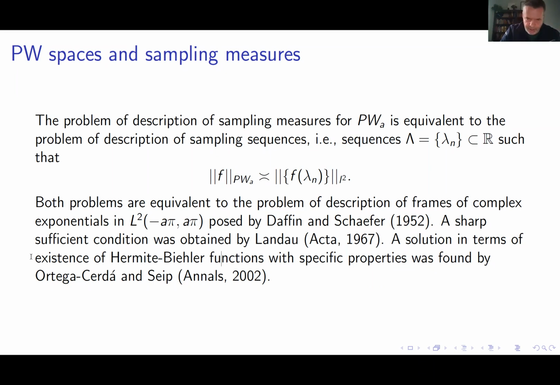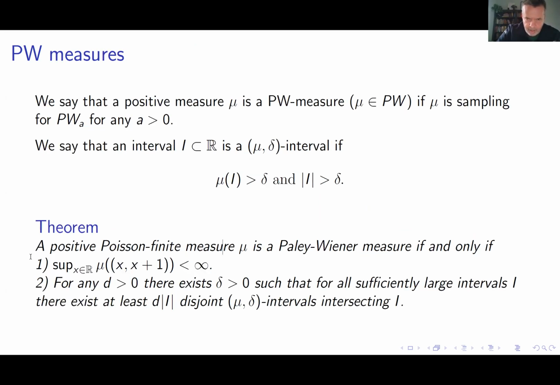So what I wanted to say here is that description of sampling measures for Paley-Wiener spaces is a difficult problem, but the problem becomes much simpler if you want to describe measures such that the measure is sampling for every Paley-Wiener space. So to describe measures which are sampling for a fixed Paley-Wiener space is difficult, but describing measures which are sampling for all Paley-Wiener spaces is much simpler. And fortunately for us, those are the measures that we will need in our inverse spectral problem.